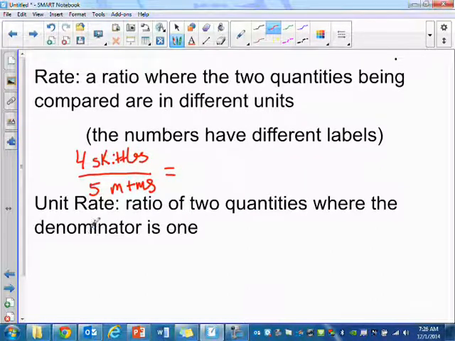Anyways, so see here we have Skittles and M&Ms, 2 different labels, 2 different units being compared. Then we have what you would call a unit rate. Okay, that is a ratio of 2 quantities where the denominator is 1.